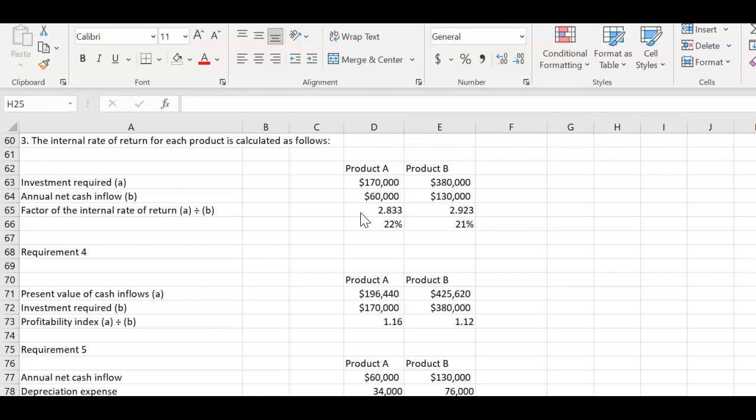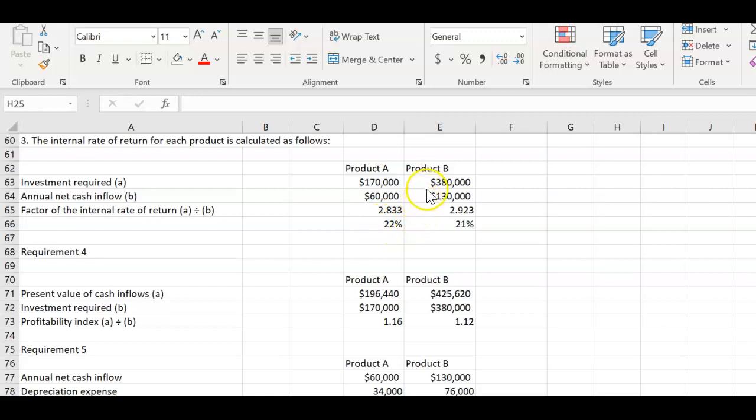And we will find that in the 22% column, and that would be 2.864. Now 2.864 is very close to the 2.833, so the rate of return would be just a little over 22%.